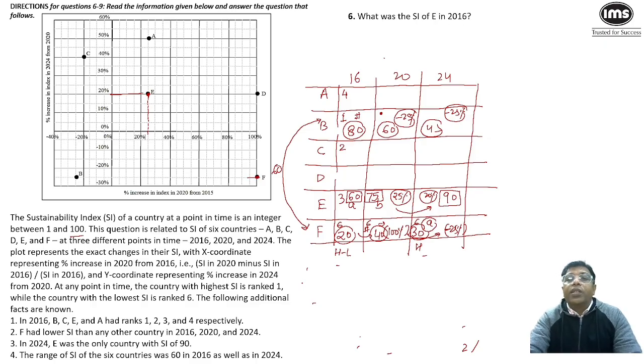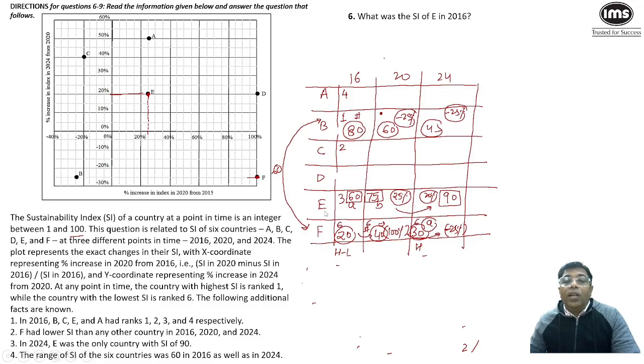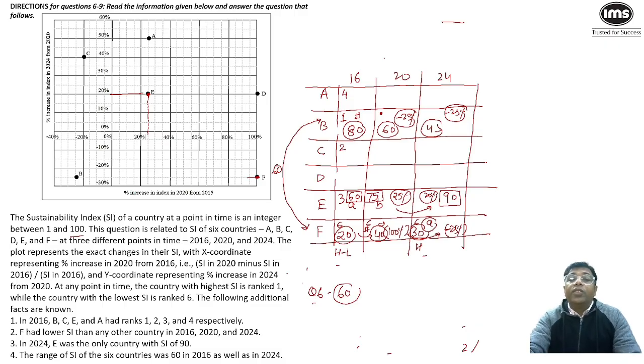So let's look at the first question, which is: what was the SI of E in 2016? So we have already calculated that SI of E in 2016 has to be 60. So if you look at this data, let me take the pen, SI of E in 2016 is this value. So the answer for this question is 60. So we have already answered question number 6. The answer has to be 60. Look at the next one.